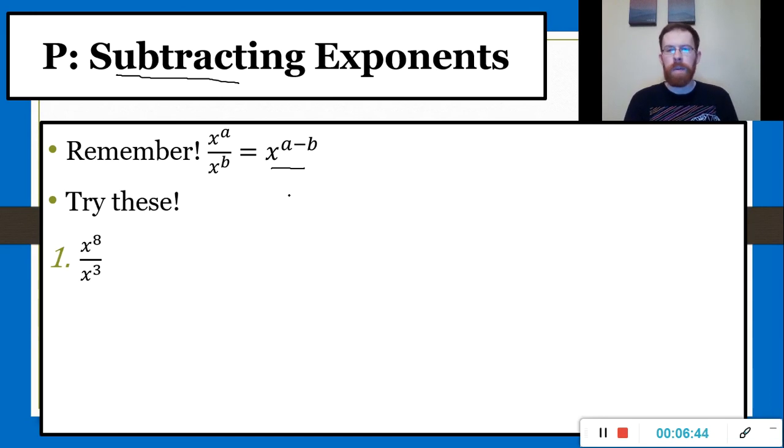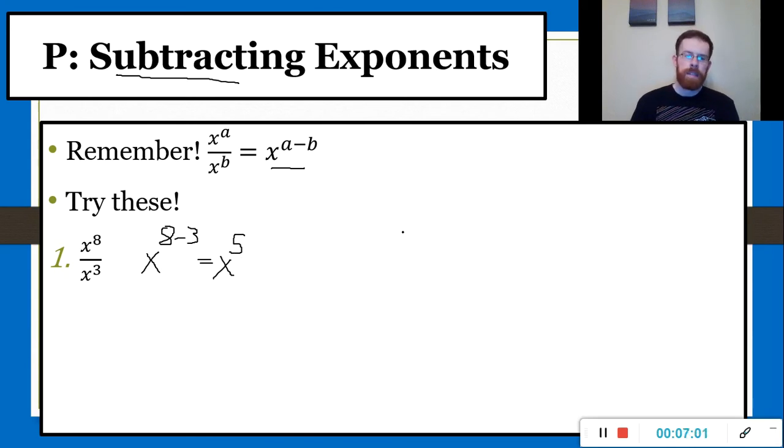So, what am I going to be subtracting here? Good job, guys. It's going to be 8 minus 3, which would give me 5. Pretty simple. And we can see this working the same way that we did last time. If I have 3, 4, 5, 6, 7, 8, 8 x's on top and 3 on bottom.